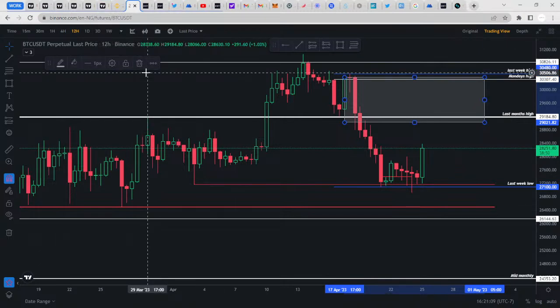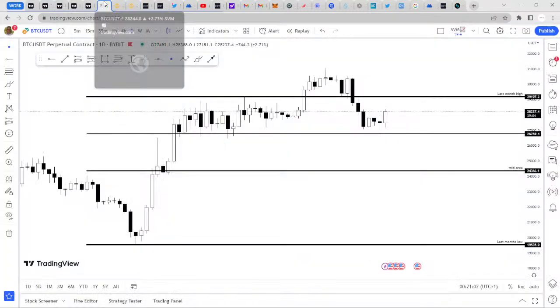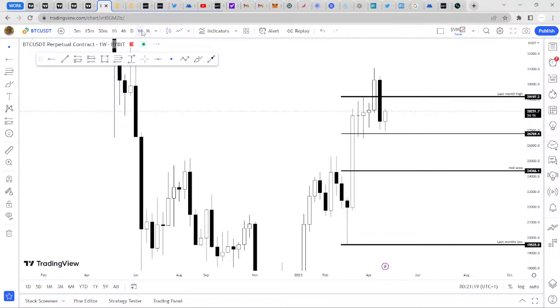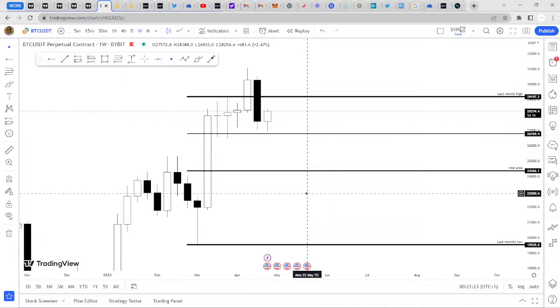Basically, 12 hours is half of a day, right? It's half of what is happening on the daily time frame, right? So that's that. Another thing I forgot to mention is I forgot to plot out the weekly ranges, right?